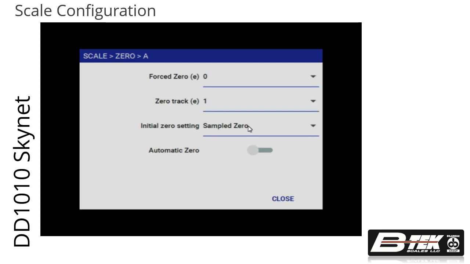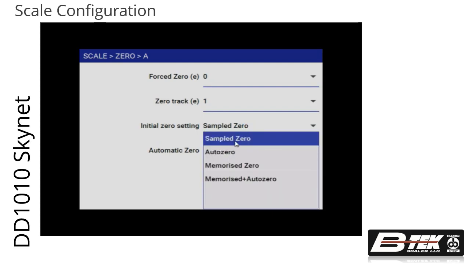Initial 0 settings is going to be whenever the indicator is powered up. Sampled 0 will be like a calibrated 0. Auto 0 will zero anything off that's currently on the scale, and memorized 0 will come up on the last push button 0. Memorized 0 plus auto 0 will come up on the last push button 0 and correct for any auto 0 corrections within the auto 0 range.